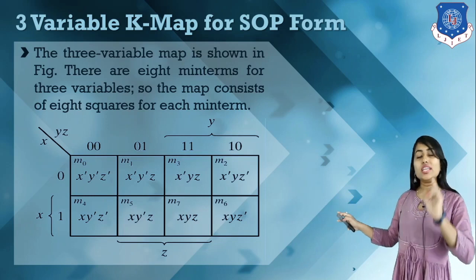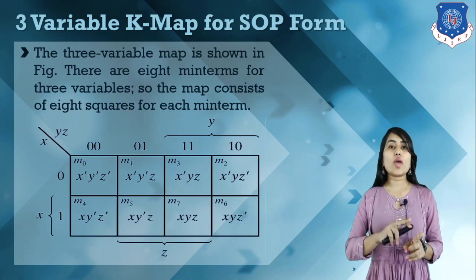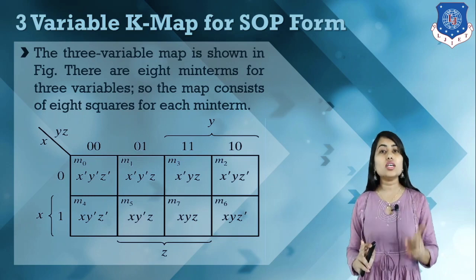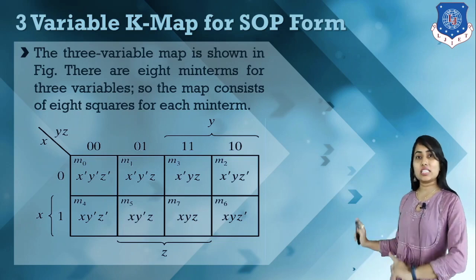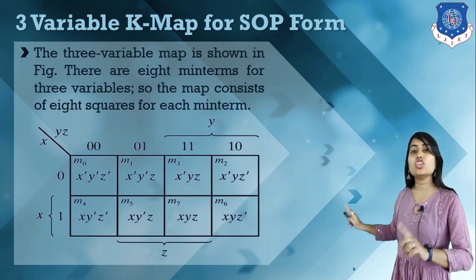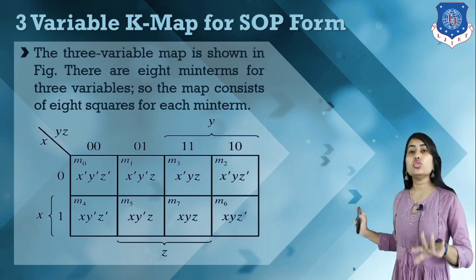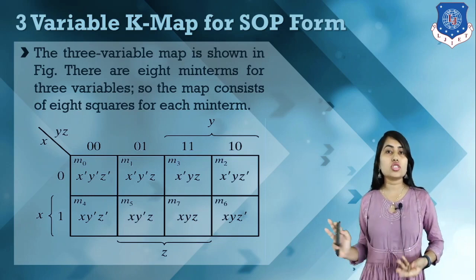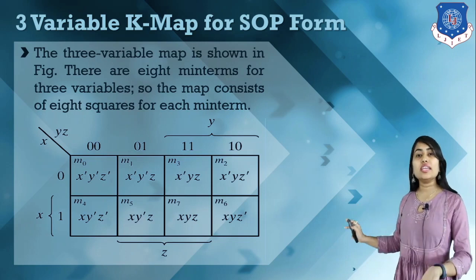Now remember, it is necessary for K-map simplification that adjacent squares must differ by only 1 bit. That's why we write the combination like this: 00, 01, then 11, and then 10. If we write 01 and then 10, there is a difference of 2 bits, and if we have a difference of 2 bits, we can't simplify the logical functions using this. So it is necessary to write the conditions in this format.